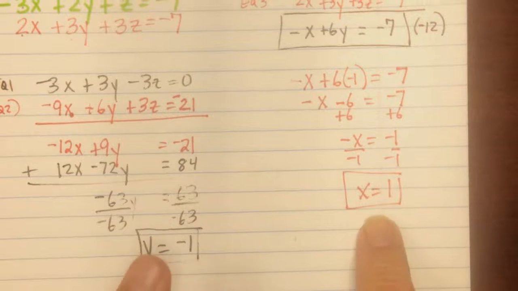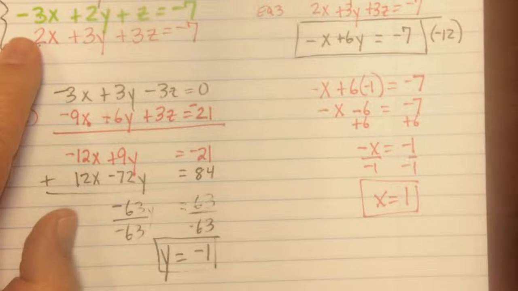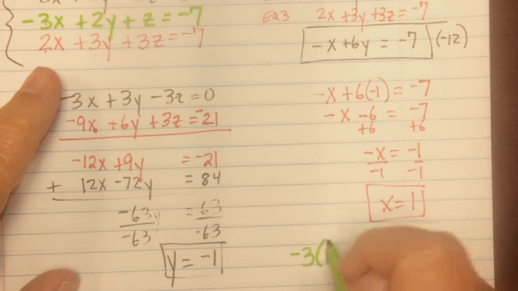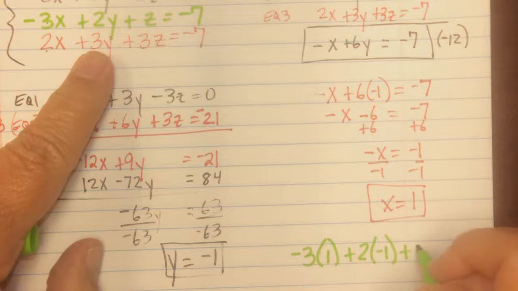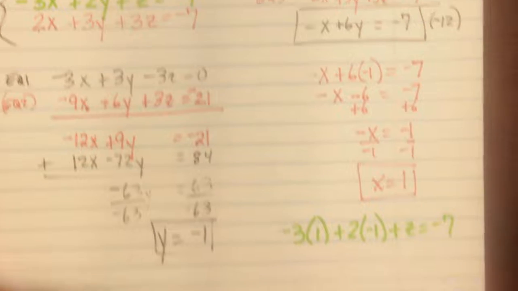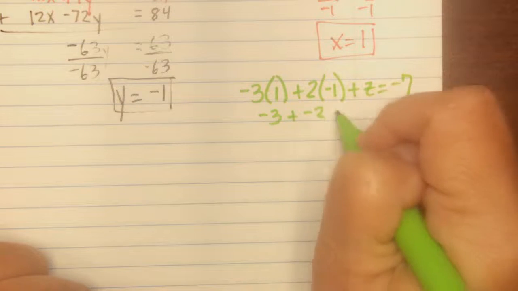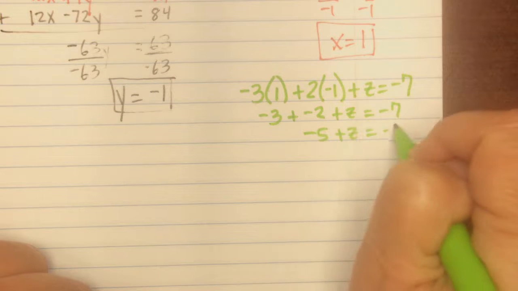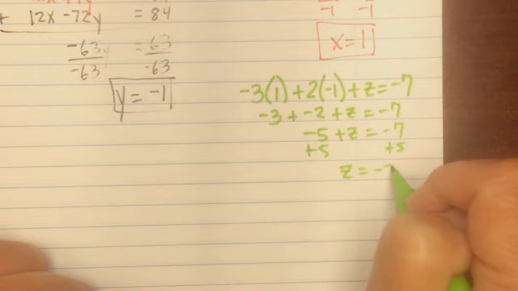Alright, so now that I know what x and y are, I can plug those in and find z. So I'm going to take my middle equation here, and I'm going to take -3 and plug in a 1 for x, plus 2 and plug in a -1 for y, plus z is equal to -7. Sorry, let's move that up. And I get negative 3 plus negative 2 plus z is equal to negative 7. So I have negative 5 plus z is equal to negative 7. Then I add 5 to both sides, and z is equal to negative 2.